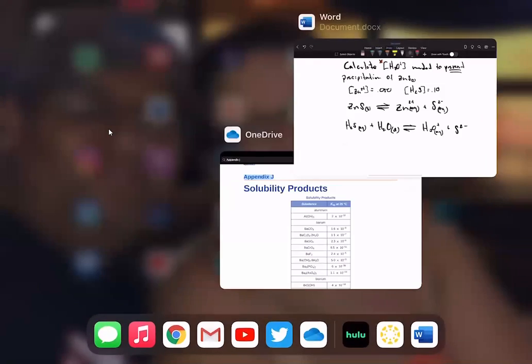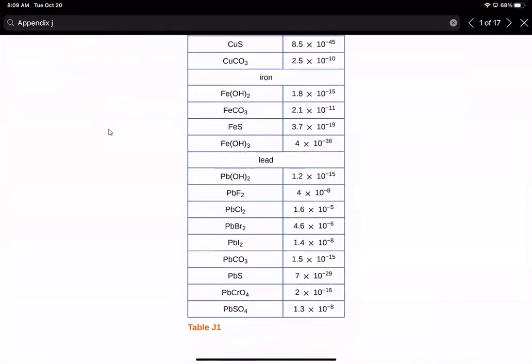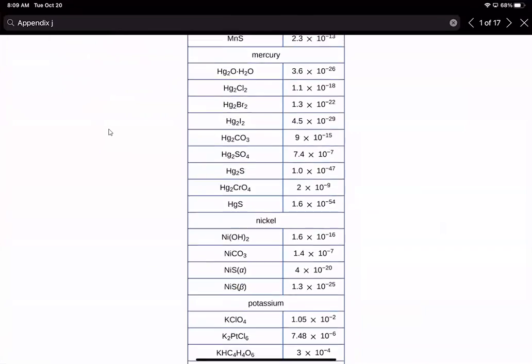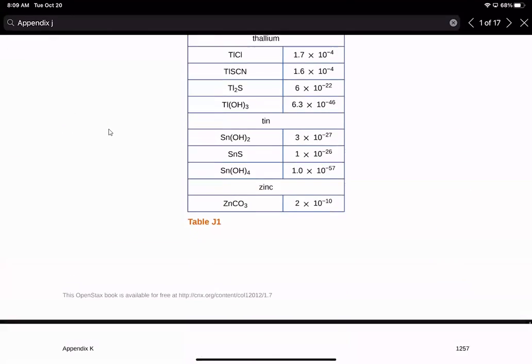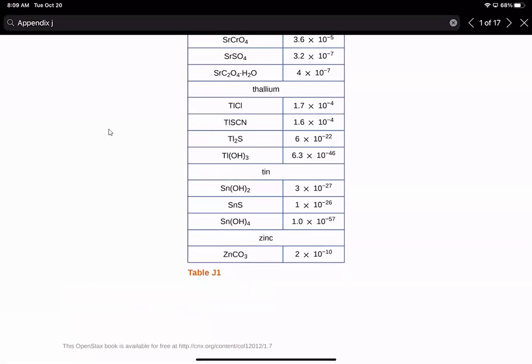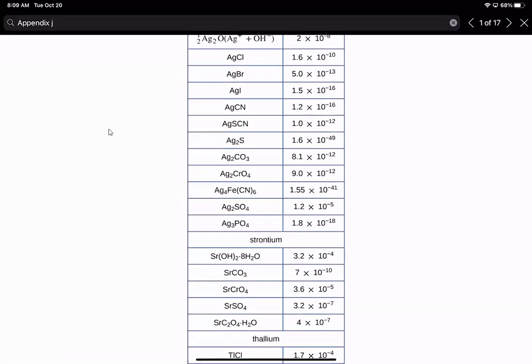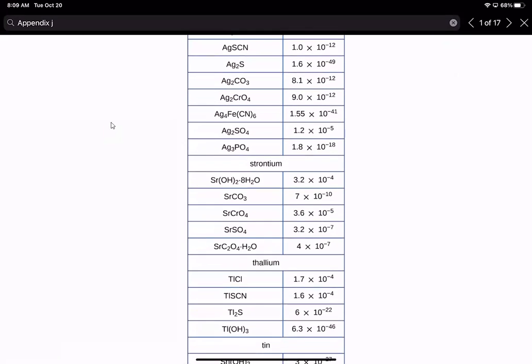So the KSP for zinc sulfide, let's see. Oh, zinc sulfide is not in here. Let me see if I can grab that somewhere else. For the exam, I would provide this information for you. So let me look up the KSP for that.